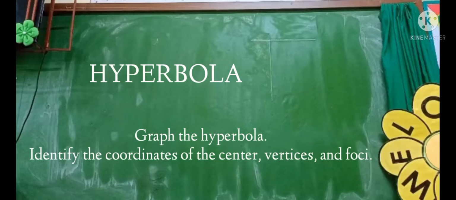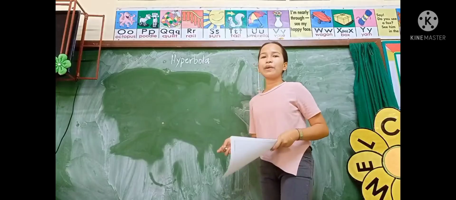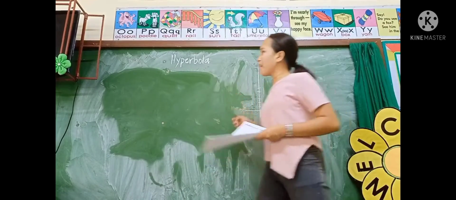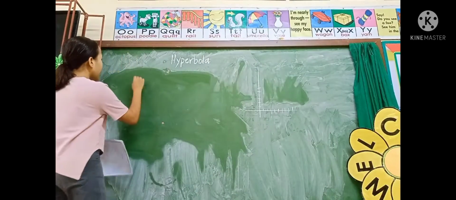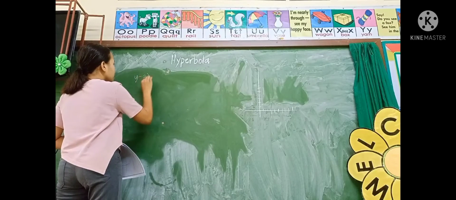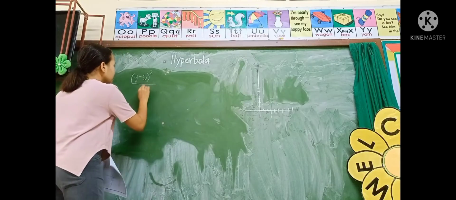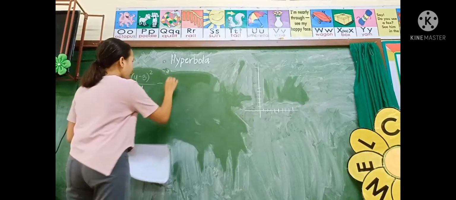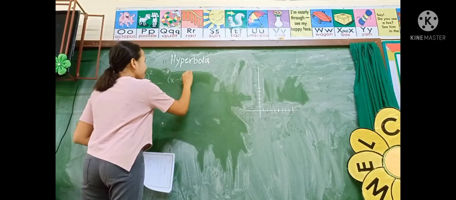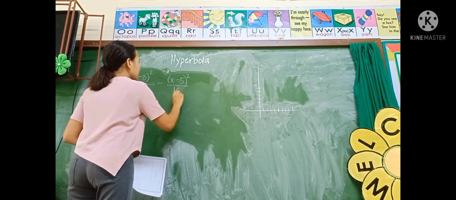That's all. Third and the last example is hyperbola. Graph the hyperbola. Identify the coordinates of the center, vertices, and foci. For the last example, let's have the hyperbola. So, given y minus 3 square over 9 minus x minus 5 square over 16.